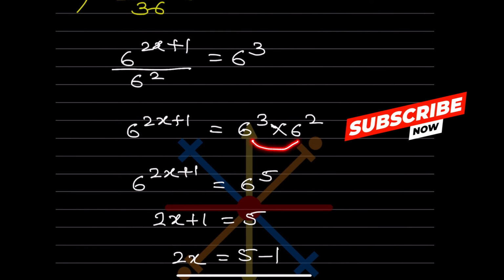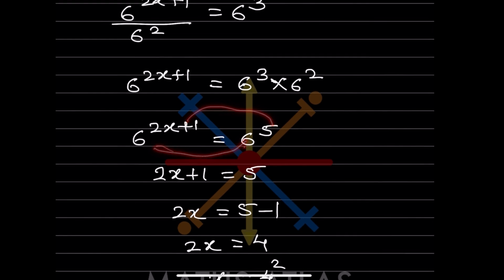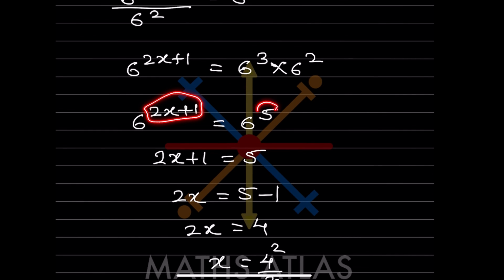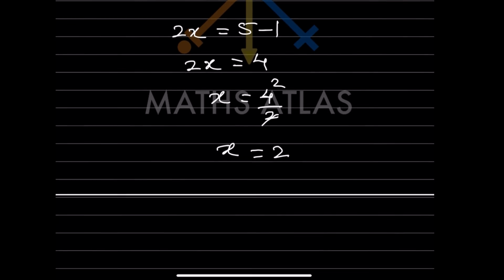Now this is the same, the first rule, a raised to m into a raised to n, because we will add the exponents. That is going to be 3 plus 2 is equal to 5. Now the base is the same, so the exponent should be the same. Ignore the bases. So 2x plus 1 is equal to 5. So 2x will be 5 minus 1. So 2x is 4. x is going to be 4 by 2. That is, x is 2.